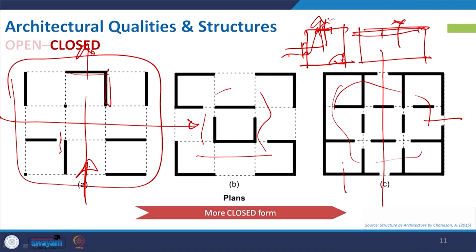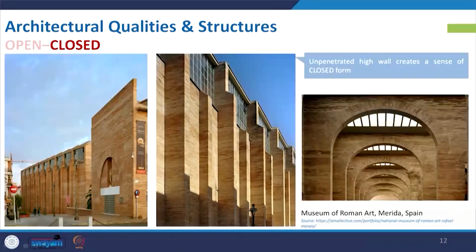So, for both cases the use of structural elements will be different, to make it stable and create this environment, to get connected with the environment and make it open or closed form. So, these are the concept plans. So, more closed form from A to C. Now, let us experience it.